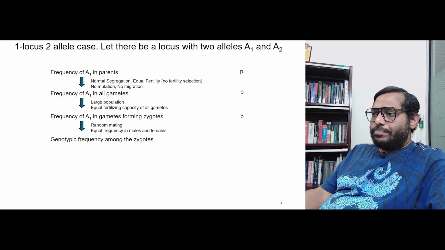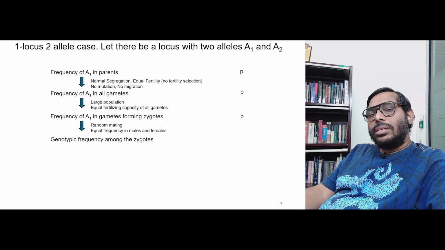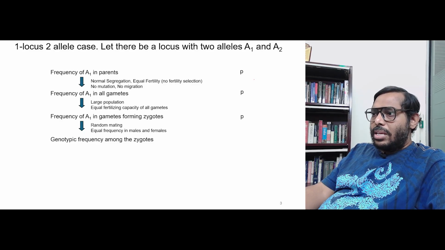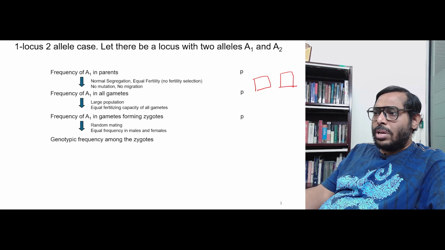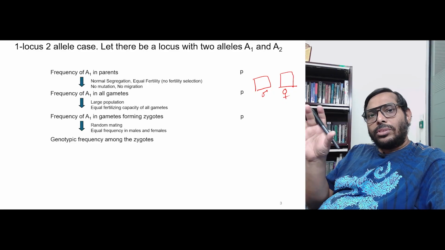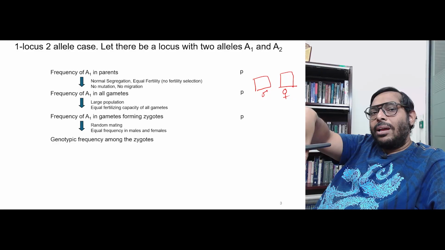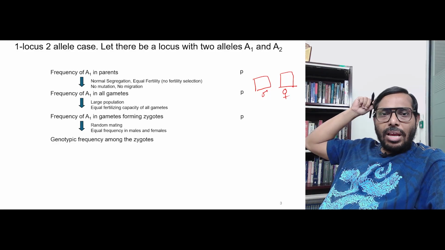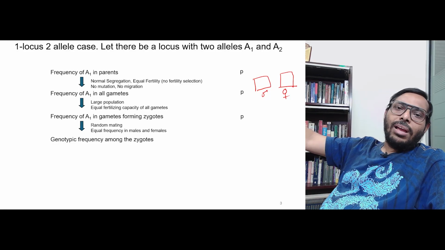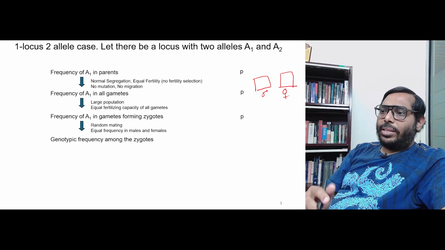So, if you remember, we said that the process of forming the zygotes in the next generation is essentially sampling from two gamete pools, the male gamete pool and the female gamete pool. In other words, you can think of the process of formation of the zygotes as putting your hand in the male bag, bringing out any one gamete, putting your hand in the female bag, bringing out any one gamete, and then simply putting them together.